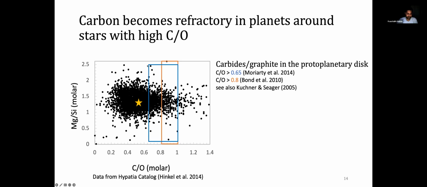So these two blocks, one is carbon to oxygen greater than 0.65 and one is 0.8. In these two blocks, you would see that carbon precipitates as carbides and graphite in large amounts in the protoplanetary disks. And N-body simulations of such disks have shown that you could get more than 10 weight% of refractory carbon in rocky planets in this region of parameter space. And this is really important because once formed in these conditions in large amounts, carbon is very difficult to get rid of. And that means it will be an essential building block of rocky planets.